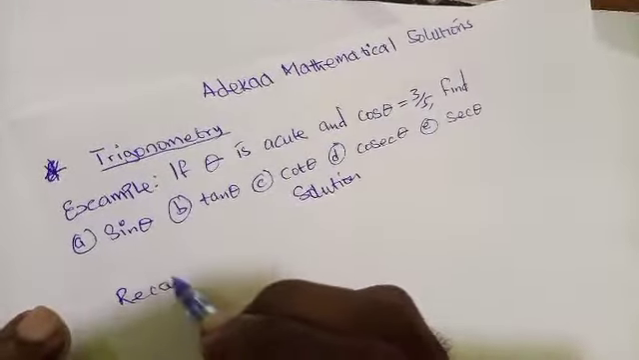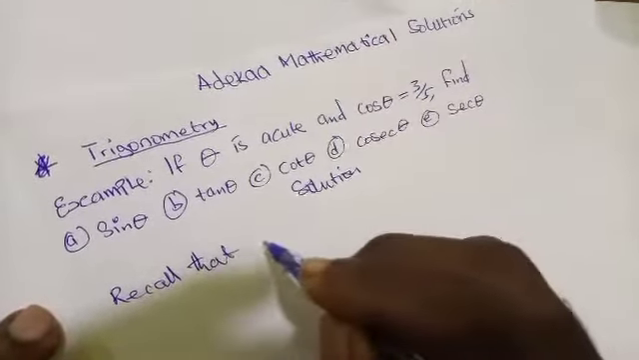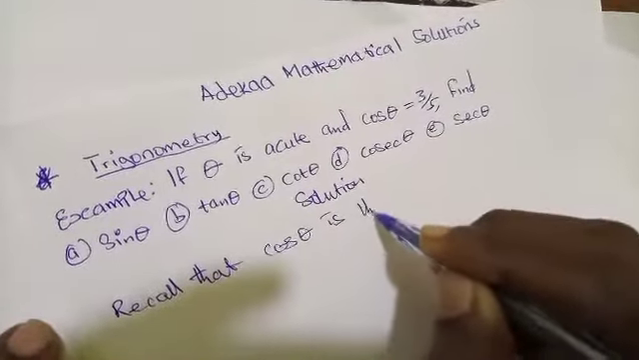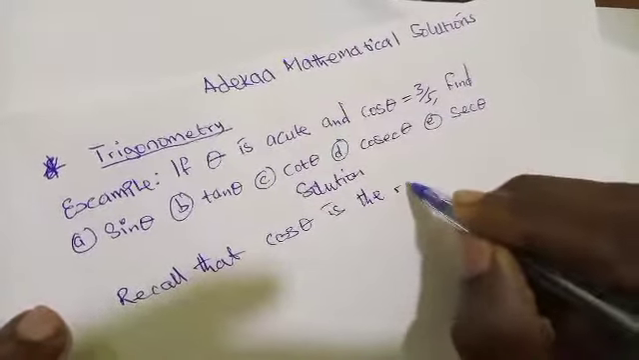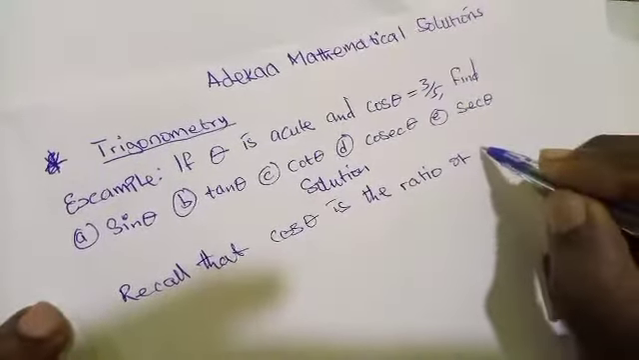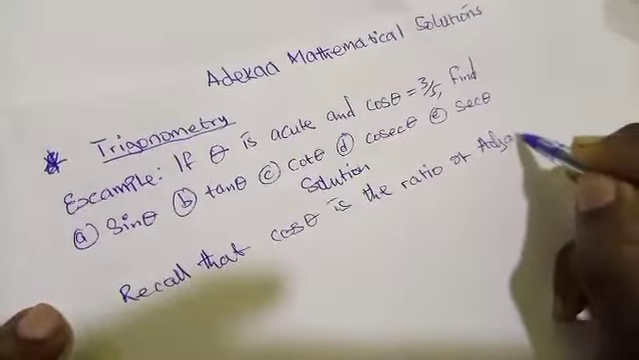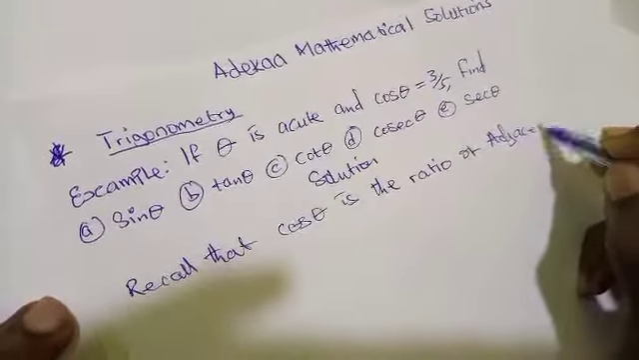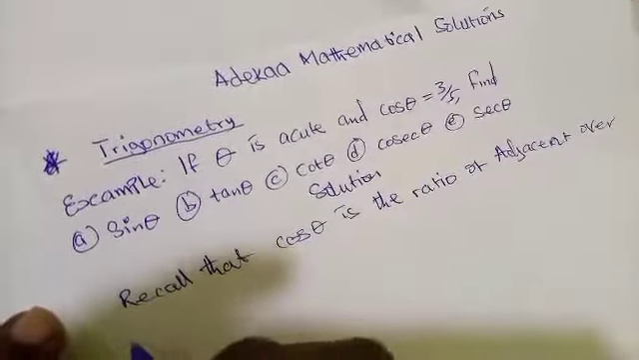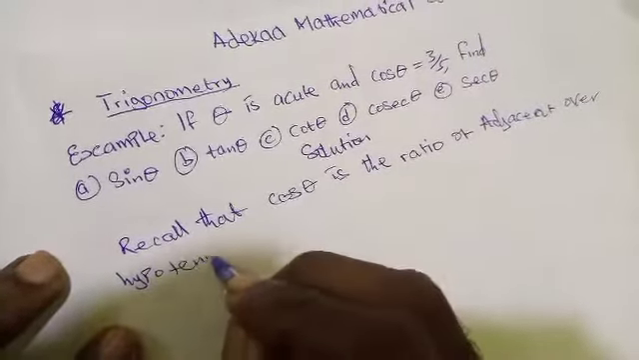recall that cos theta is the ratio of adjacent over hypotenuse.